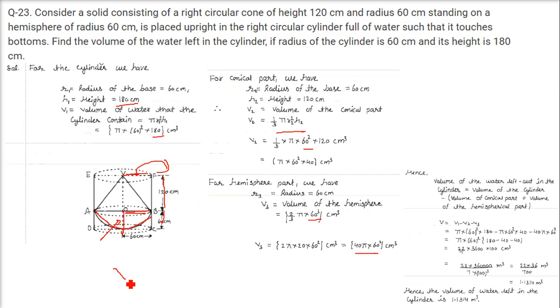Now as I told you, you have to take the volume of the cylinder, then subtract the volume of this cone plus the volume of this hemisphere. So V1 minus V2 minus V3. Just do this calculation. It will come as 1.1314 meter cube.